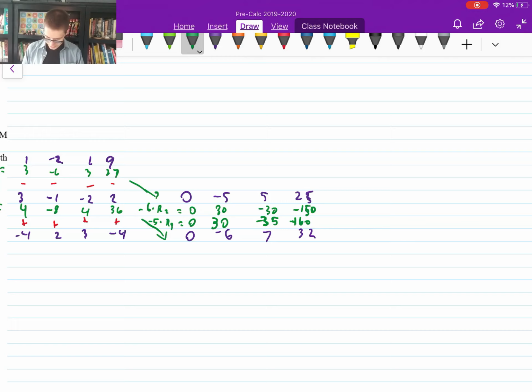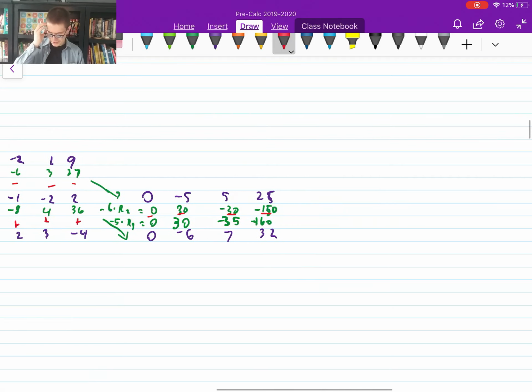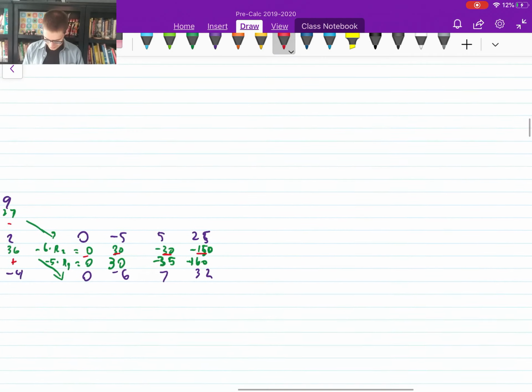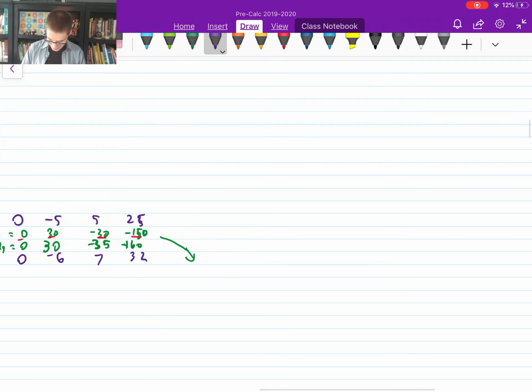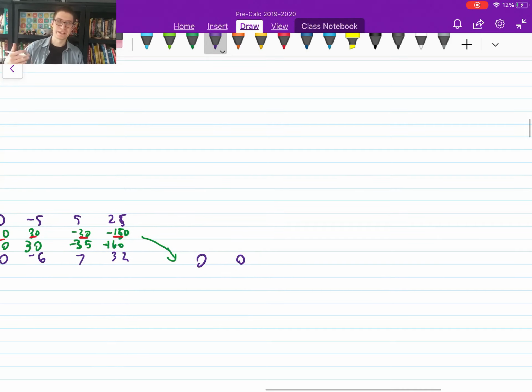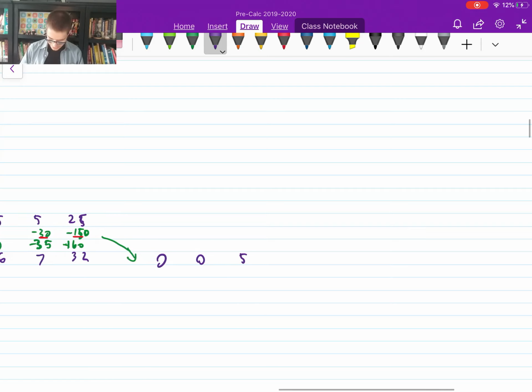Okay. So now we subtract these from each other. I didn't have to multiply by -6 and -5. I could multiply by +6 and -5, or -6 and +5, or +6 and +5. But this is just the way I chose to go. So this goes down into this row. 0 minus 0 is 0. 30 minus 30 is 0. -30 minus -35, that's -30 plus 35, is 5. And -150 minus -160, -150 plus 160, is 10.